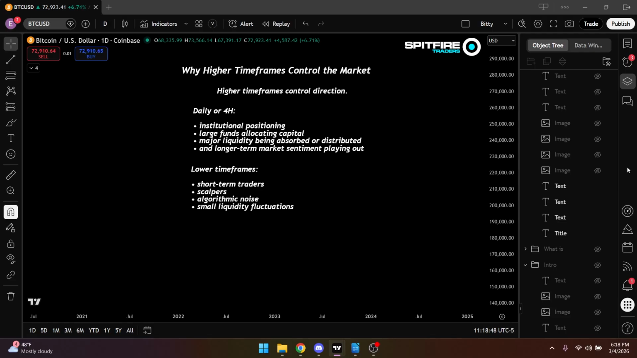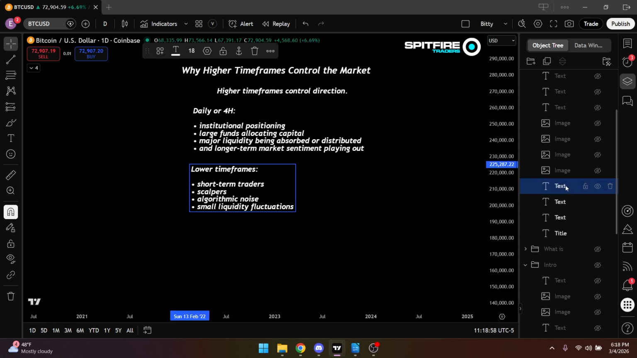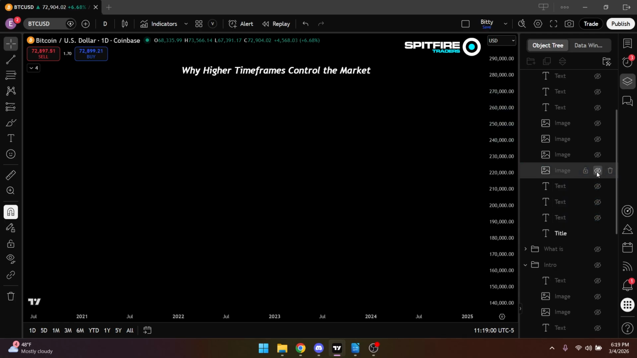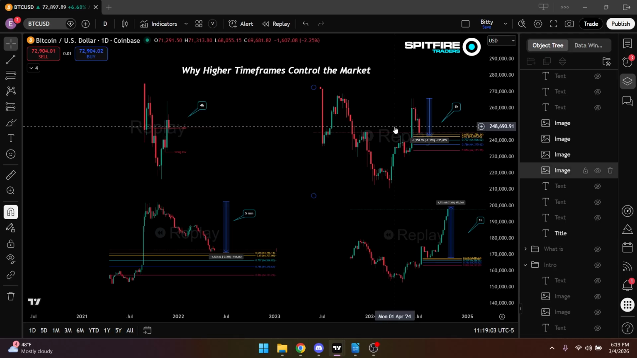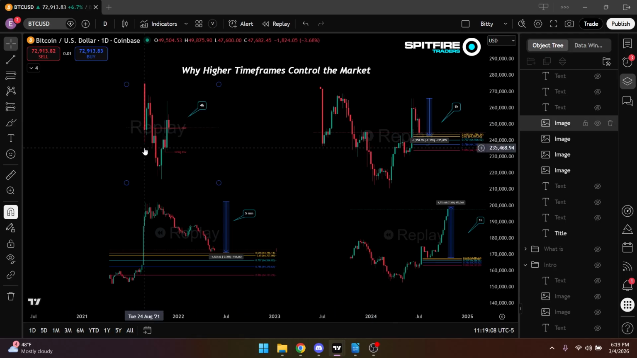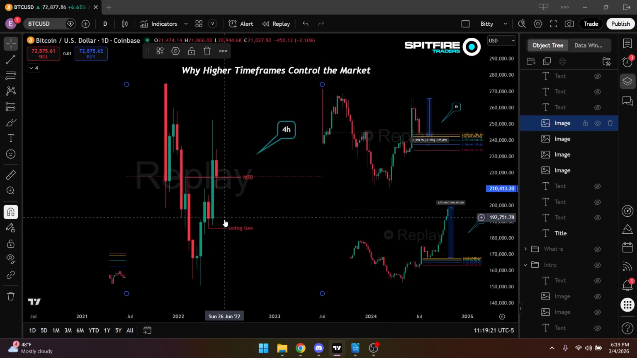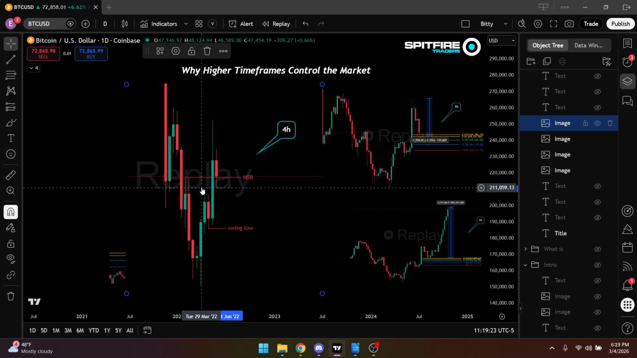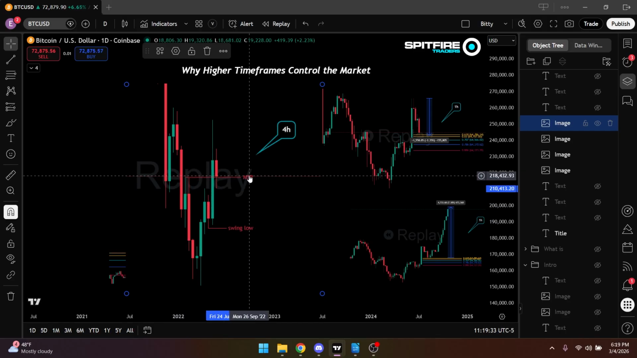Because of that, the lower time frame often shows temporary moves that don't represent the bigger narrative of the market. And here is a simple example. We have some pretty nice pictures. On the 4-hour chart, price is clearly in an uptrend. It's making higher highs and higher lows, and also printed a market structure break.